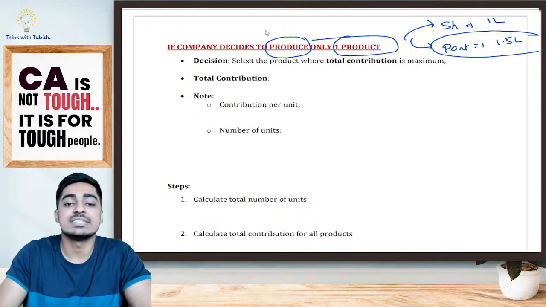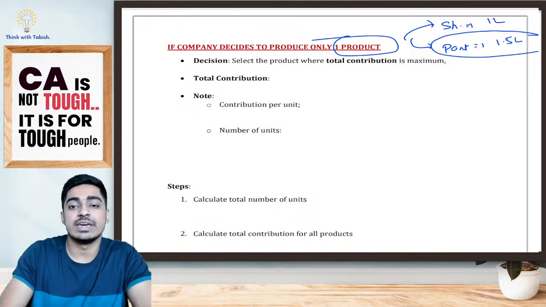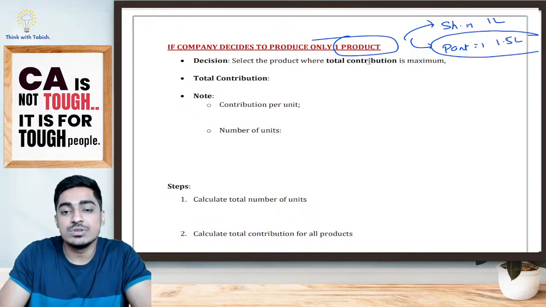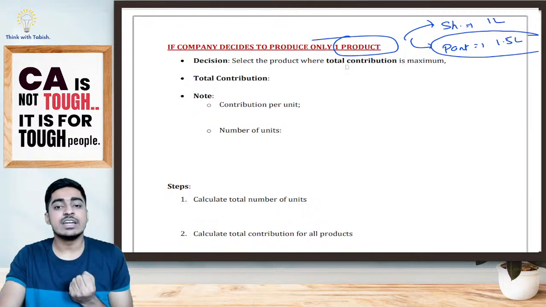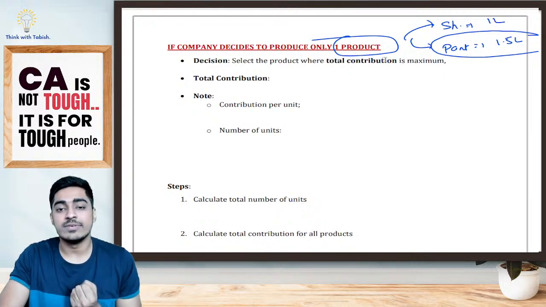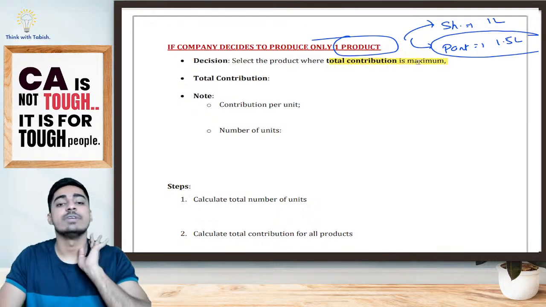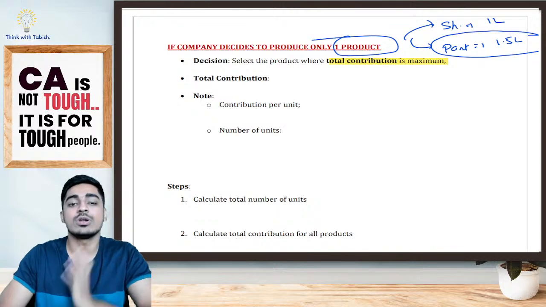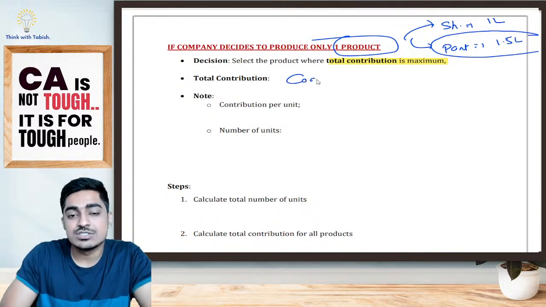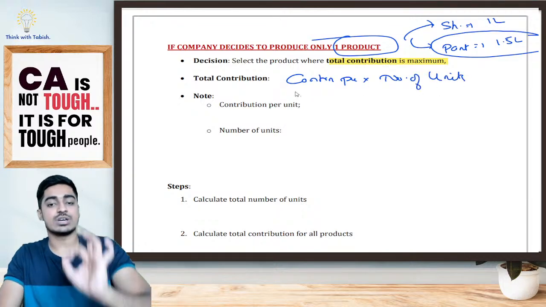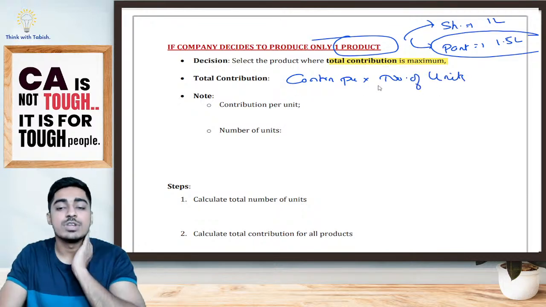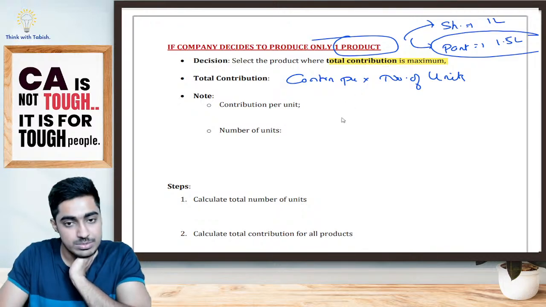How do we take a decision? We will select the product where total contribution is maximum. Yes, where we are getting total contribution maximum, that is what we will select. I've told you, while we take a decision, we are going to look where the total contribution is maximum, that option we will select. Now, how do we get total contribution? Simple, it is contribution per unit into number of units. So if you know the contribution per unit and the number of units, we will get to know the total contribution.